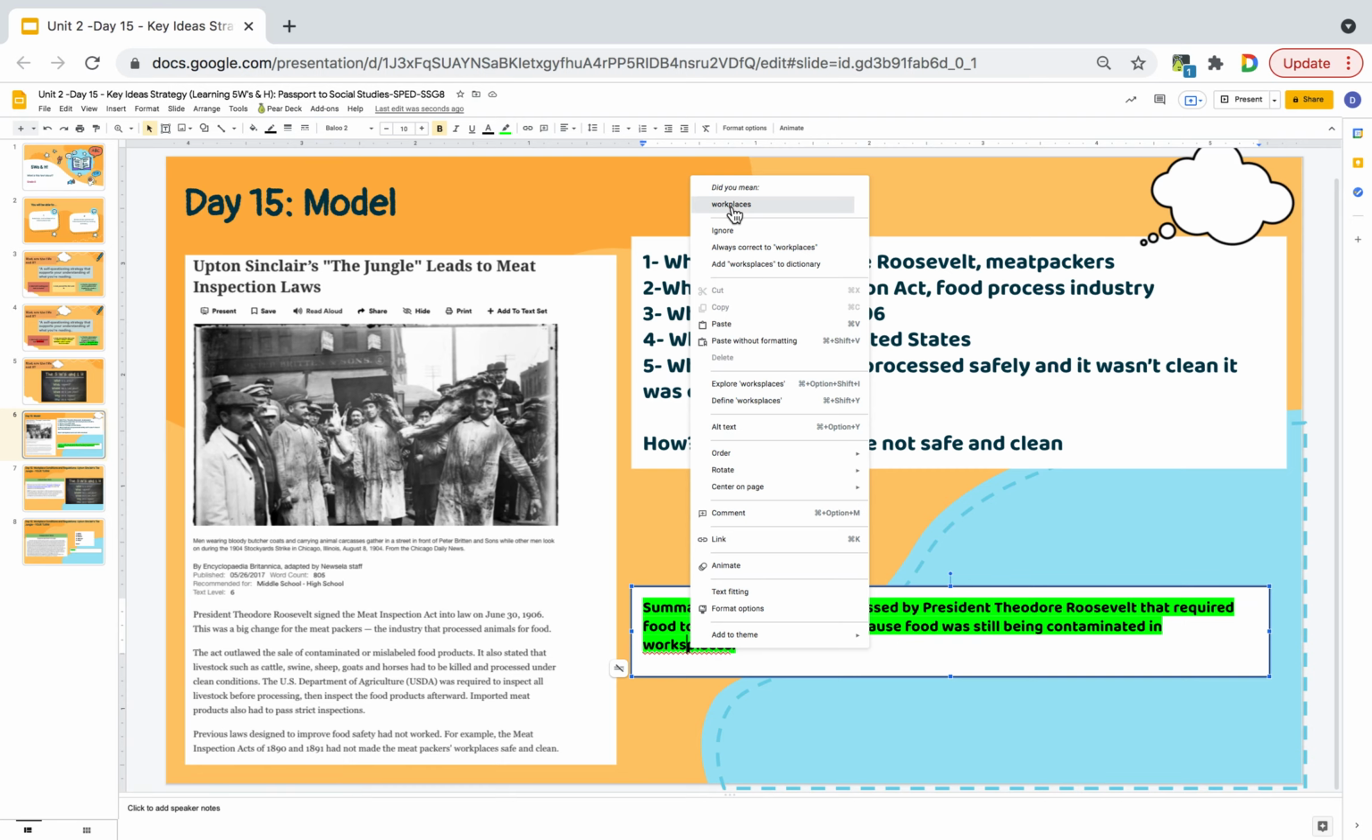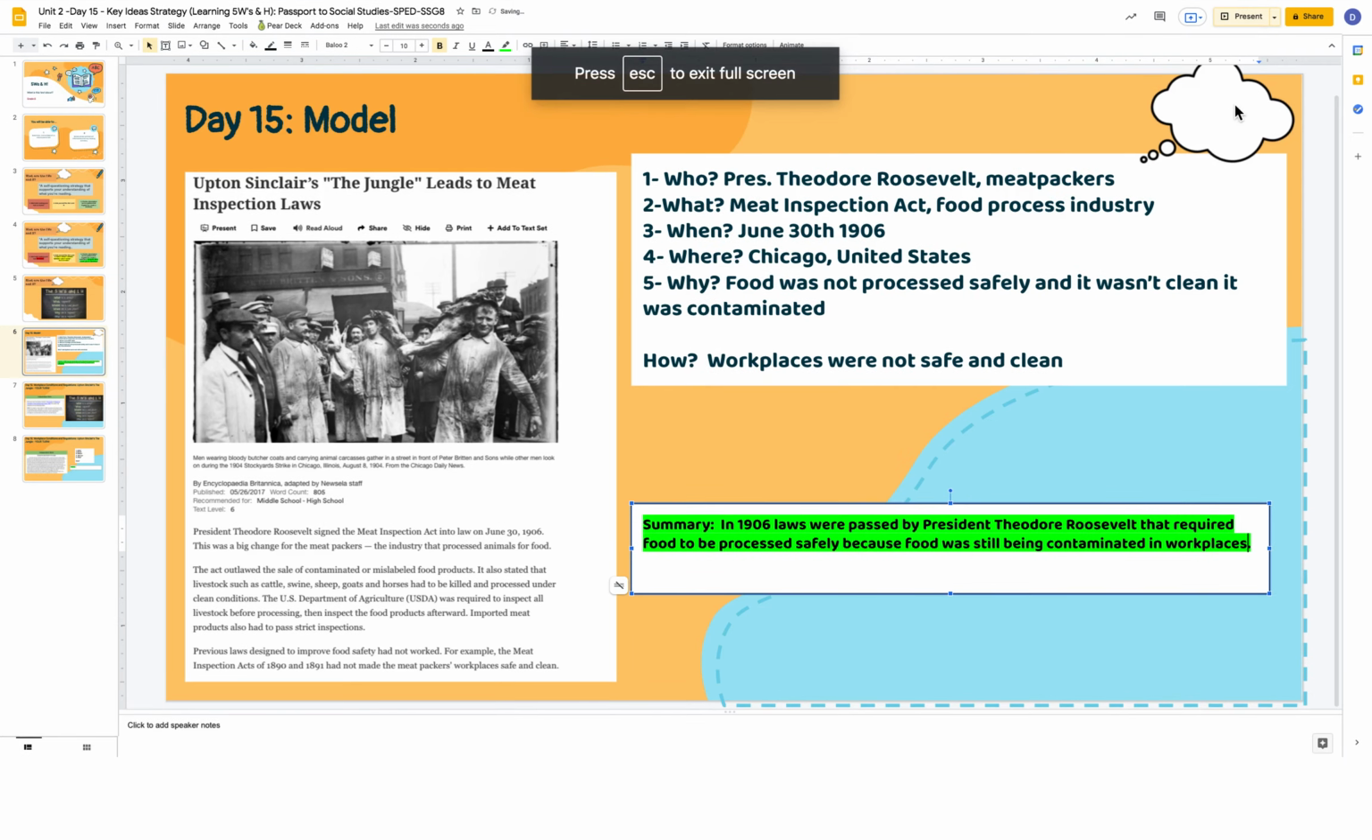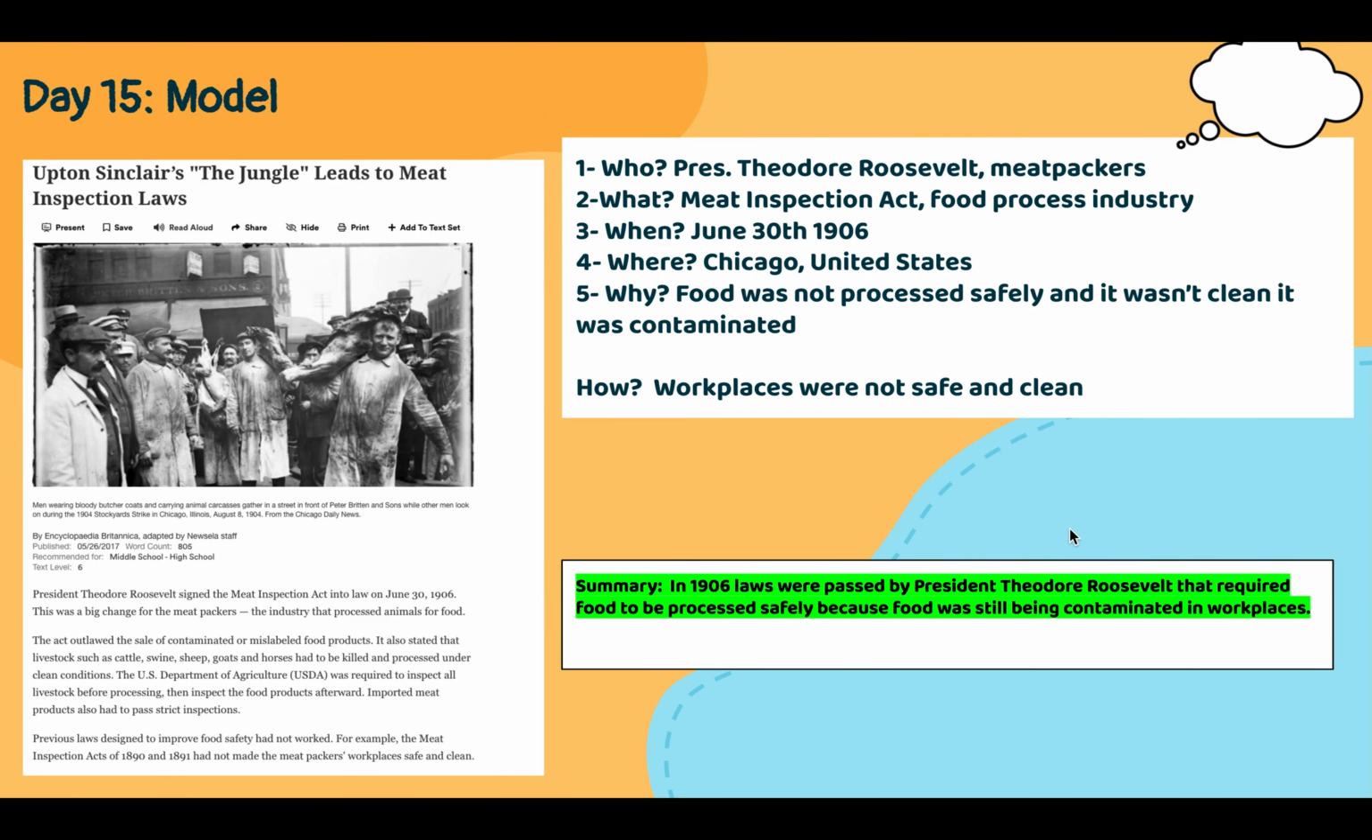Again, your summary might come way later after you finish the reading, but this is just to model what we've just read. So in your notebook, it might look something like this, or on your worksheet, it might look something like this with your annotations on the side of the text and a summary at the bottom.